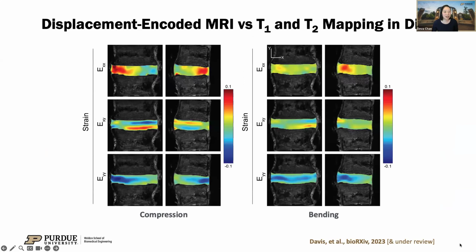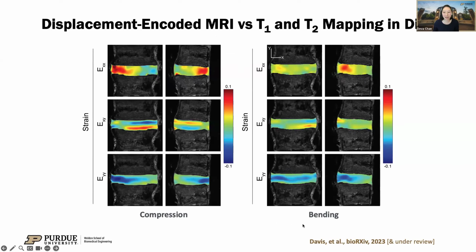And so what we find is that under compression and bending, we actually see heterogeneous full field strain maps within the disc. And again, these are per pixel. And we actually see that these are slightly different when we do our compression mode versus our bending mode. And you'll notice that in the compression mode, the strains aren't evenly distributed.